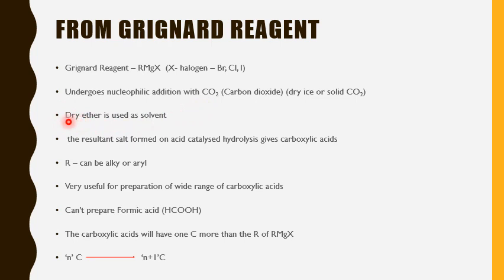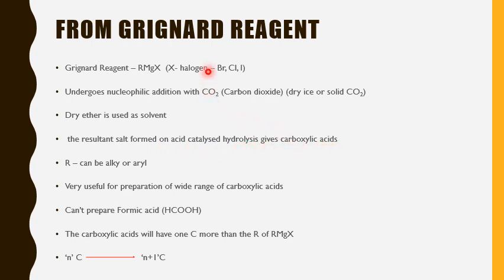For this experiment, we have to use dry ether, because the RMgX Grignard reagent is highly reactive and a very versatile reactant. That's why, to keep the reaction under control, we use dry ether as a solvent. When the Grignard reagent reacts with carbon dioxide in dry ether, a salt forms, and this salt upon acid-catalyzed hydrolysis gives carboxylic acid.